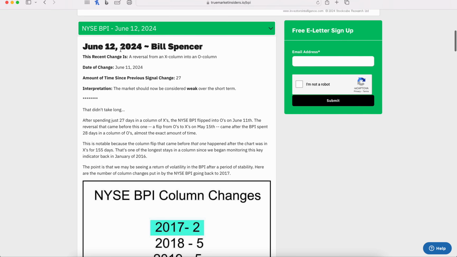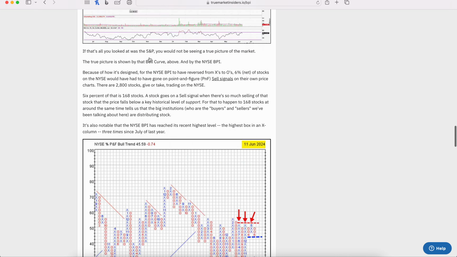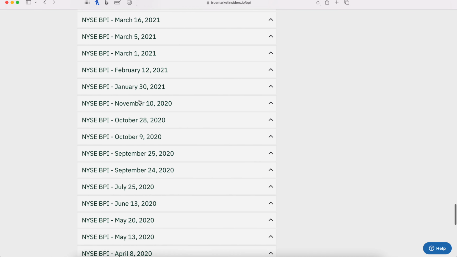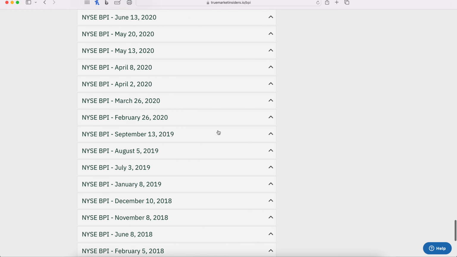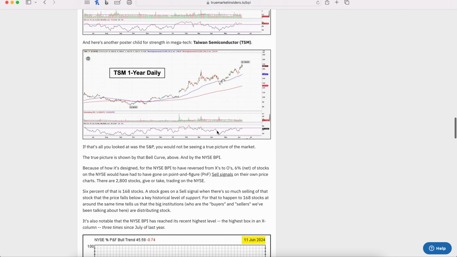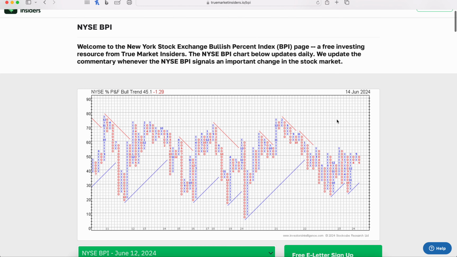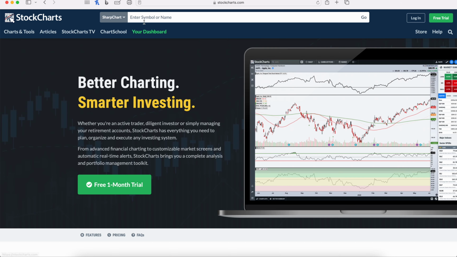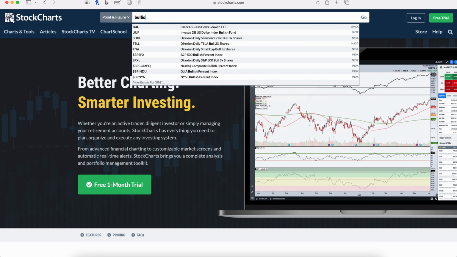This is where True Market Insiders gives a whole rundown about what all this means, which I would suggest you read. And then they've got every time it flipped all the way back to 2016. I mean, there's a book about it that goes all the way back into the 70s. So if you really like to get into that, that's out there. You can Google it. So that's that one, and so bearish overall, at least short term. And point and figure, bullish.